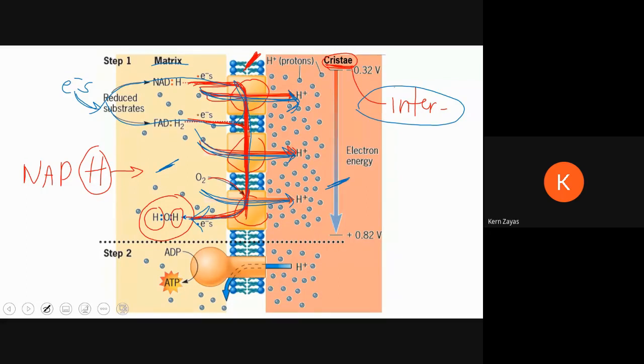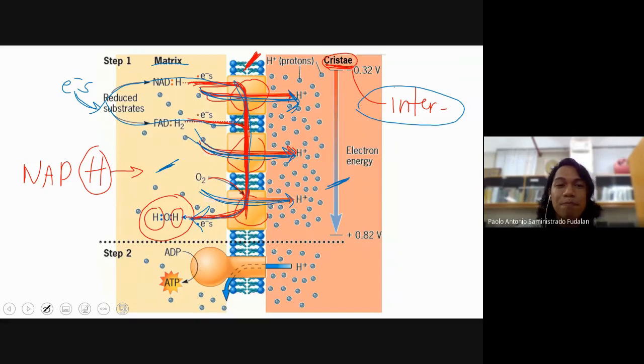All right, so when protons are pumped from the matrix to the intermembrane space, you're actually producing a proton gradient. Now, it's like storing water on one side of the dam. Now, we're back to that story again. So now that you have enough protons on one side, you may then slowly release them back to the matrix. So as you can see in step two, from the intermembrane space, the protons are released back into the matrix through this structure. What is this structure called?